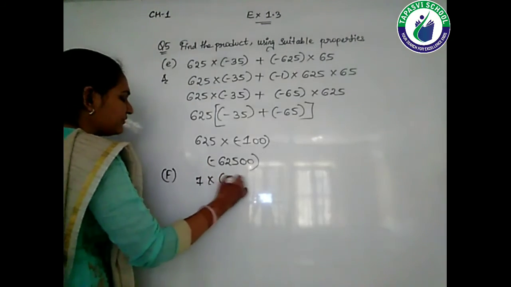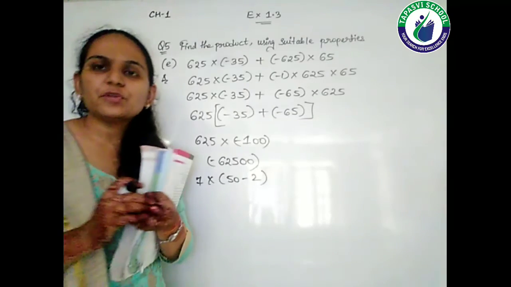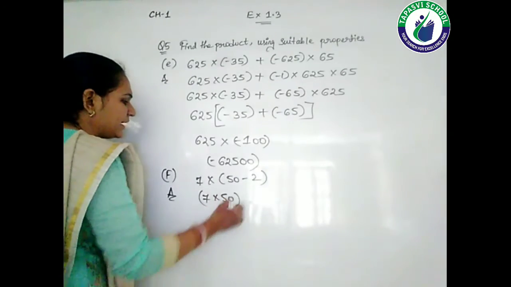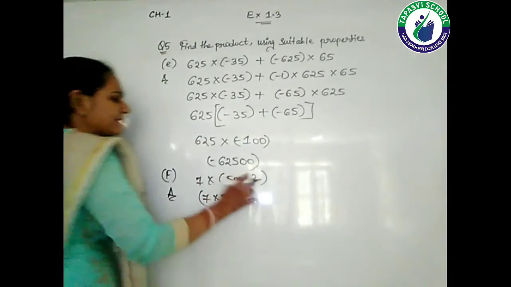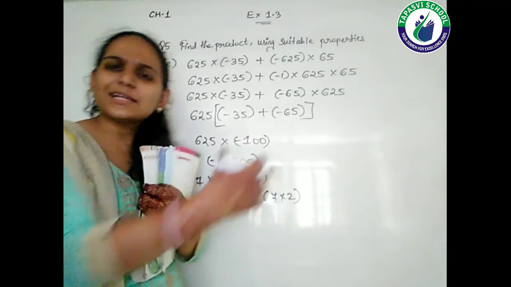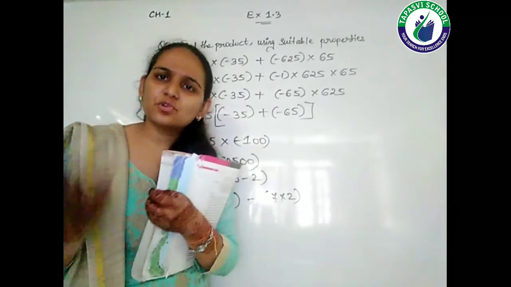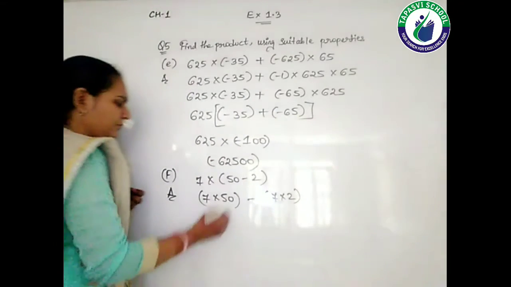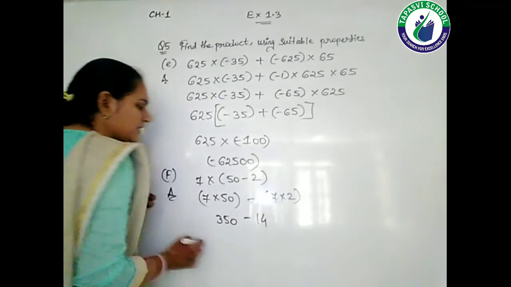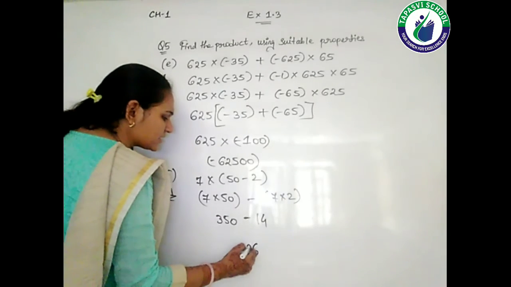Now let's see one more question, that is 7 multiplied by 50 minus 2. Here, students, what property can we use? Here we can use the distributive property. We can multiply 7 with the 50 first. In between we'll keep the minus sign, then multiply 7 with the 2. It doesn't matter whether you write in the sleeping format or the standing format, because calculations need to be done in both cases, right? So 7 into 50 is 350, and 7 twos are 14. So 350 minus 14: 10 minus 4 is 6, 4 minus 1 is 3, and 3.